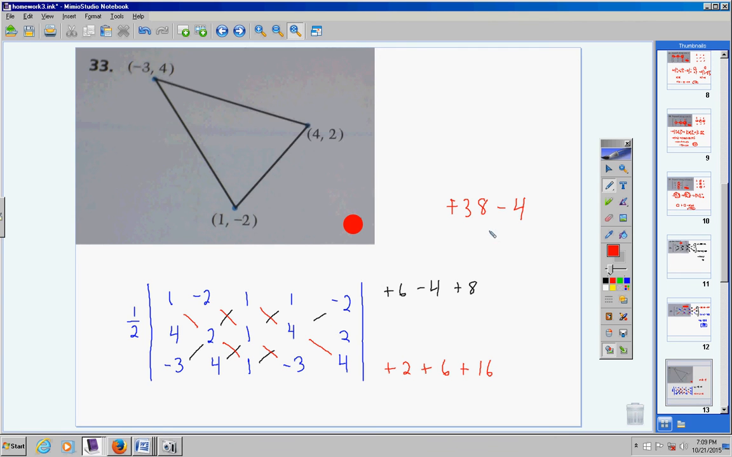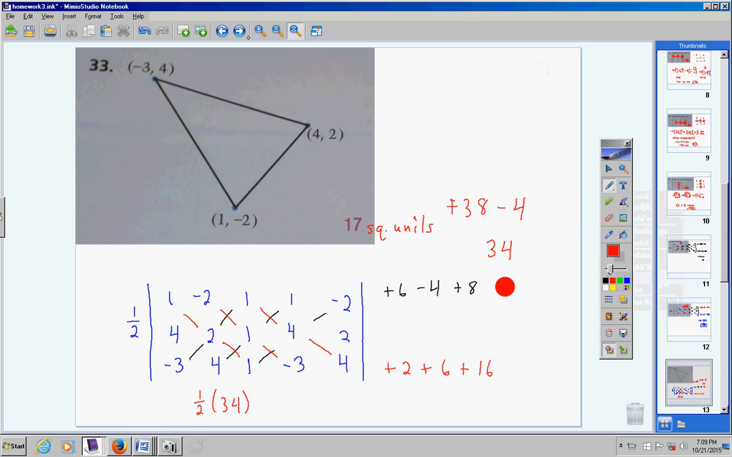Combine those two, and you get 34. Now that's not your answer. That's your determinant. Don't forget there's a 1/2 out front, so we really have 1/2 times the determinant, 34. 1/2 times 34 is 17. So the area of this triangle is 17. And really, I'm surprised they didn't put this, but they should have put square units, because it is area. So 17 square units.